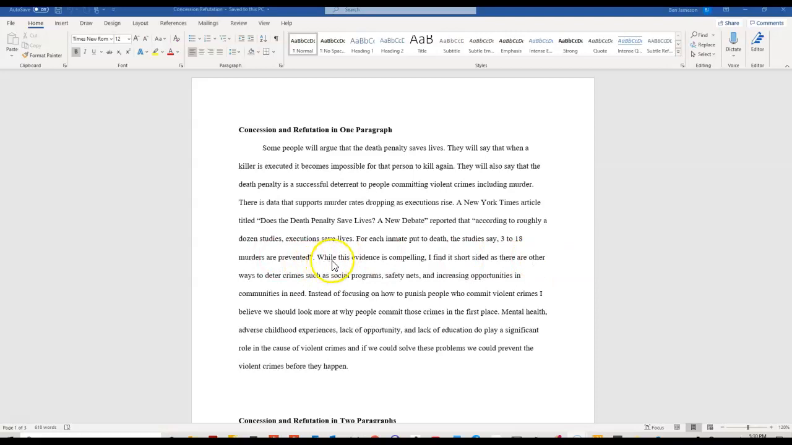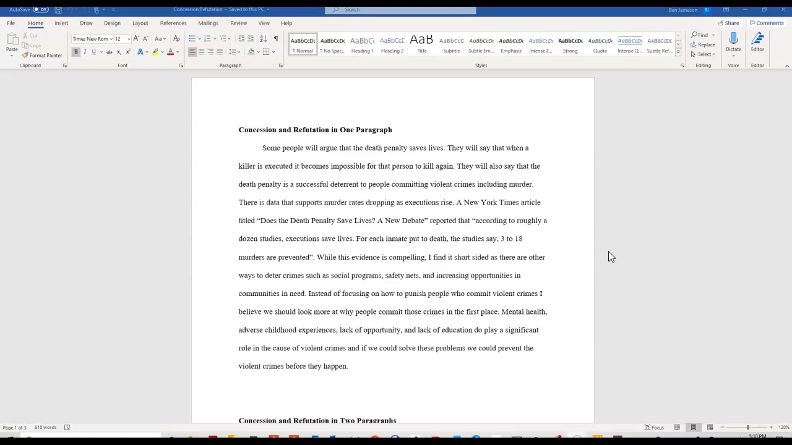So here it goes, the analysis portion. While I find this evidence compelling, I find it short-sighted as there are other ways to deter crimes, such as social programs, safety nets, and increasing opportunities in communities of need. Instead of focusing on how to punish people who commit violent crimes, I believe we should look more at why people commit those crimes in the first place. Mental health, adverse childhood experiences, lack of opportunity, and lack of education do play a significant role in the cause of violent crimes, and if we could solve these problems, we could prevent the violent crimes before they happen.